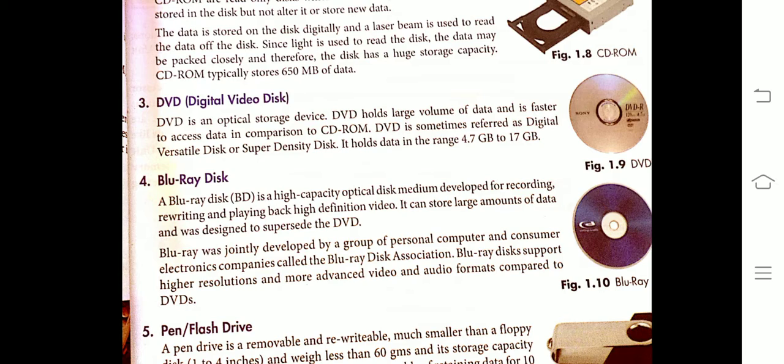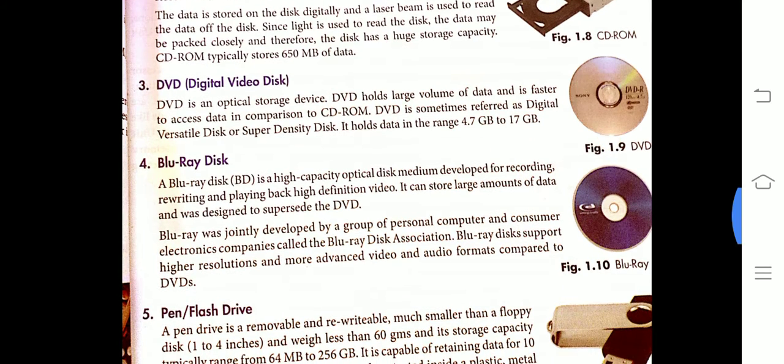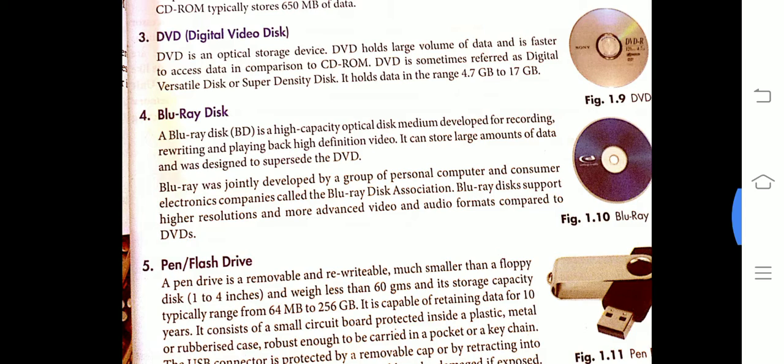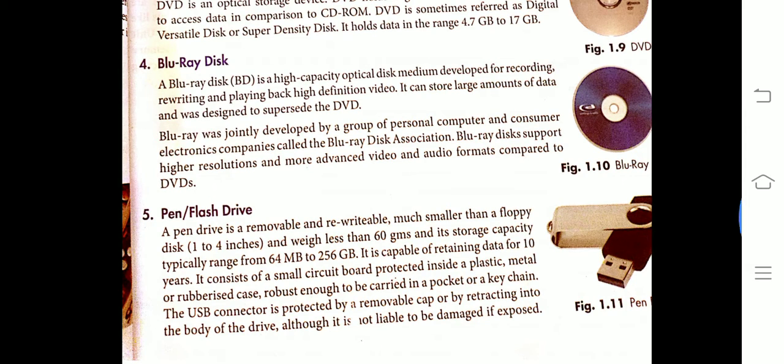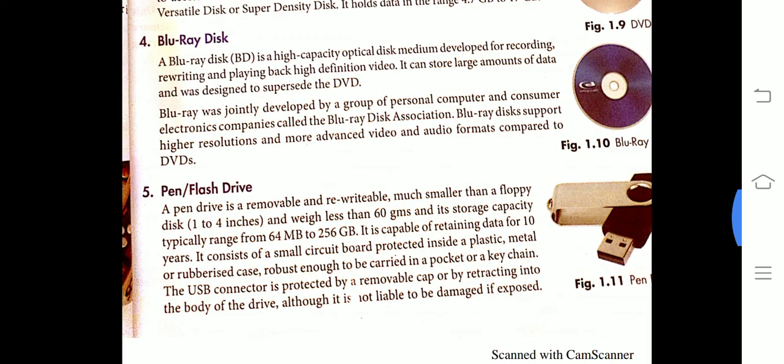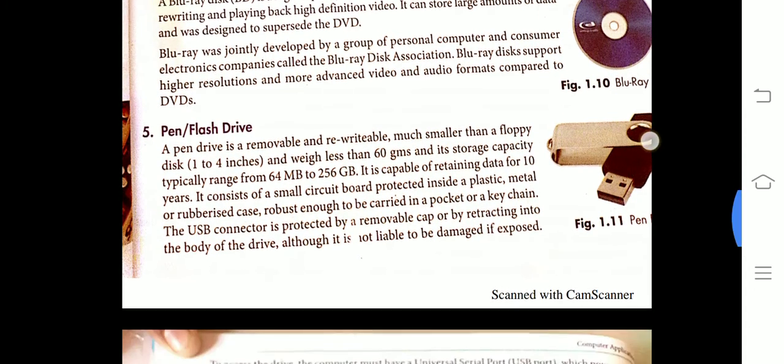A CD can store 650 MB to 700 MB. A DVD can store up to 17 GB, and a Blu-ray disc can store 50 GB, 25 on one side and 25 on the other. HVD can store, I think, 6 terabytes. HVD storage capacity is much more than a Blu-ray disc. You can search on the internet also.